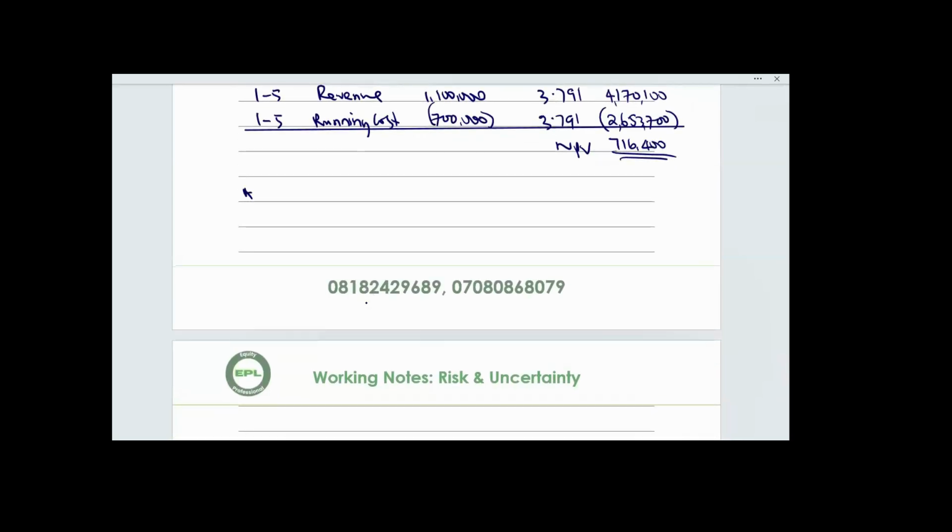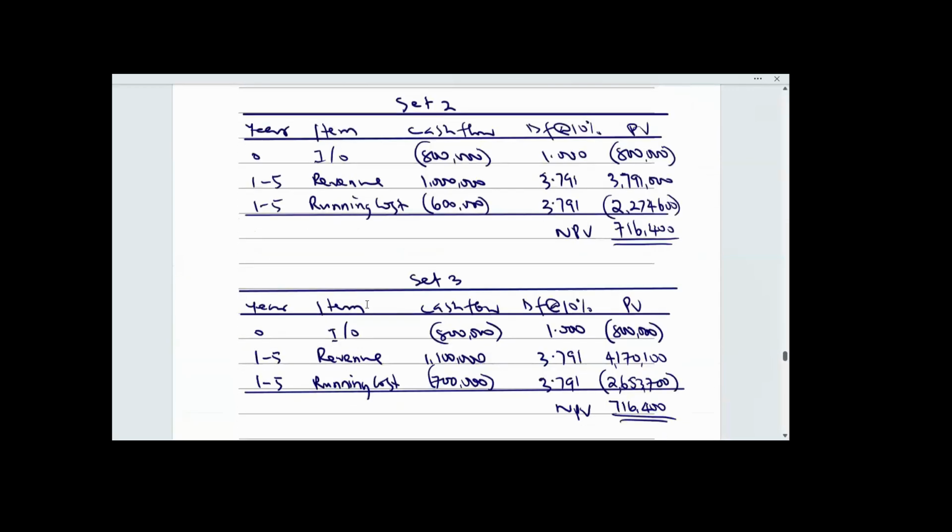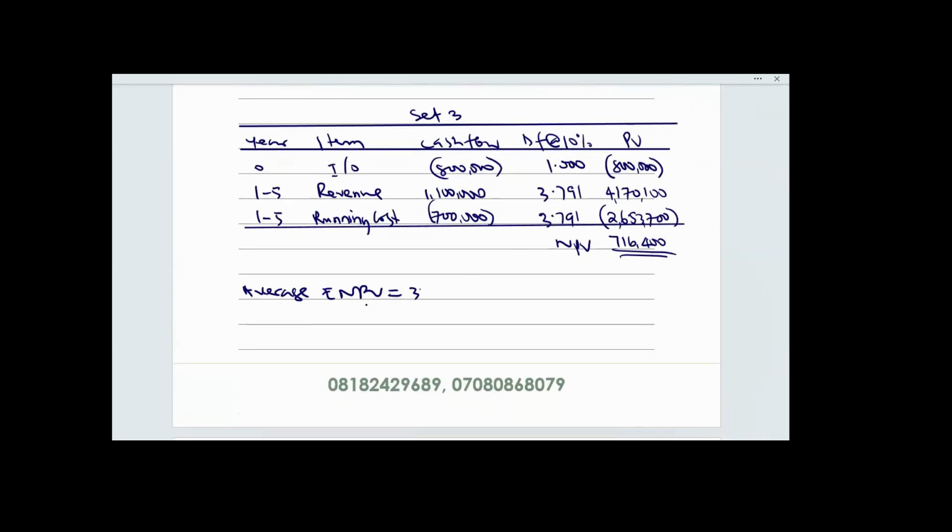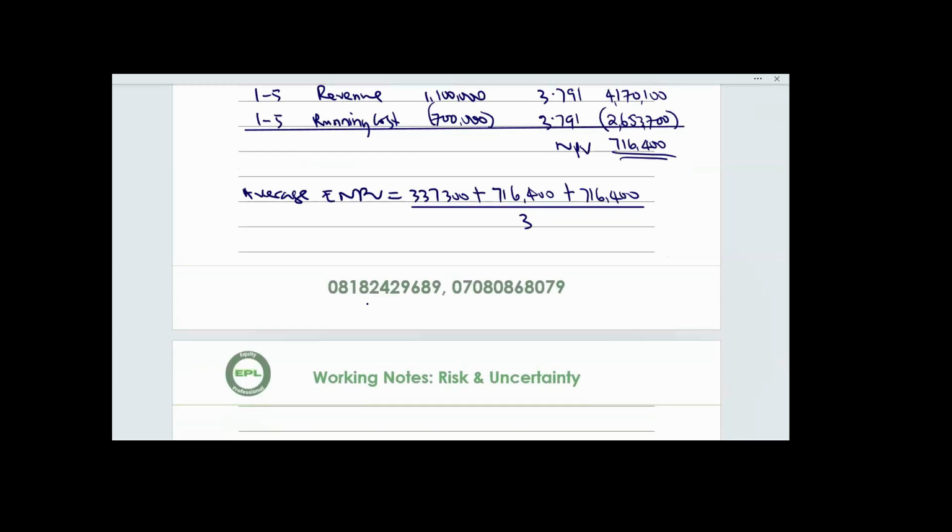So I will say average expected NPV will be equal to the NPV of the first set, which is 337,300, plus the NPV of the second one, 716,400, plus 716,400 for the third one. You add up everything, then you divide by 3 because you added 3 variables together. Final answer will be equal to, what do you have?